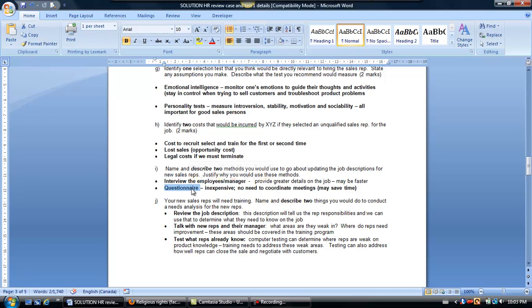You can also do a questionnaire, right? So you can email them or drop off a questionnaire that they can complete on the job. And when they return it, you can review it. And again, it would be an inexpensive way to do it, right? There's no need to coordinate meetings, so it might save you a little bit of time there. The only negative, of course, is that it might take you a little bit longer to get it back, whereas if you can get some time and get an interview with the employees or the managers who are in the sales rep position, you might get that information faster.